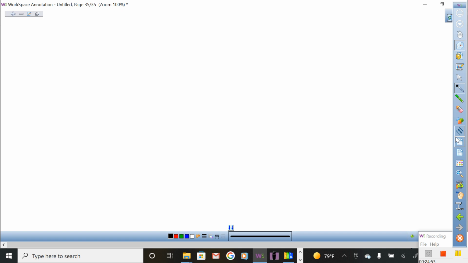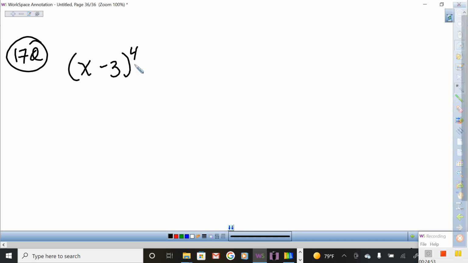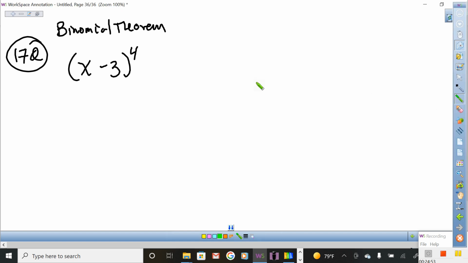Example 17Q, write this down. 17Q. And let's use x minus 3 to the 4th power. And then right above that, I want you to write binomial theorem. So, whenever you see this, right away, you identify that you need what row? 4.